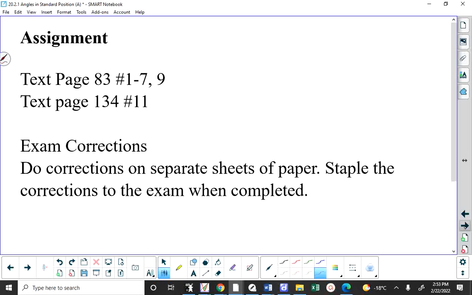But if you are going to do corrections because you need to learn from that, then you do them on a separate sheet of paper and staple them to the exam at the end. So I'll hand those back. You guys get to work, and then, man, we're just about done for the day, another 25 minutes or so.